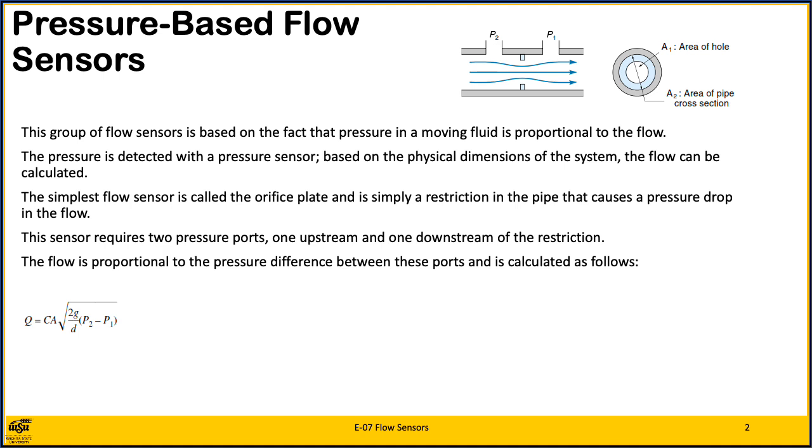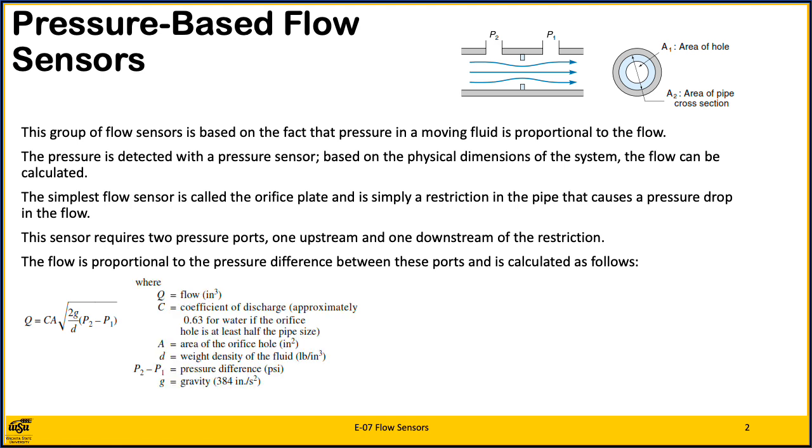Q, the flow, is proportional to the area of the orifice hole and the pressure difference between the two ports. The exact equation is as shown, where Q is the flow in cubic inches per second, C is a coefficient of discharge, which is approximately 0.63 for water if the orifice hole is at least half the pipe size. A is the area of the orifice hole in square inches. D is the weight density of the fluid in pounds per cubic inch. P2 minus P1 is the differential pressure, and G is gravity.